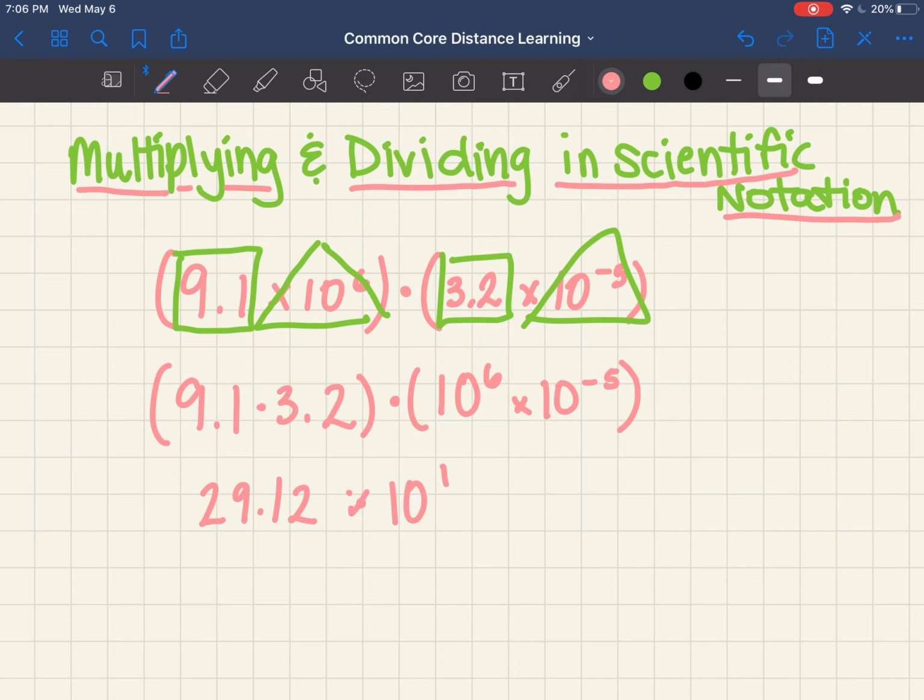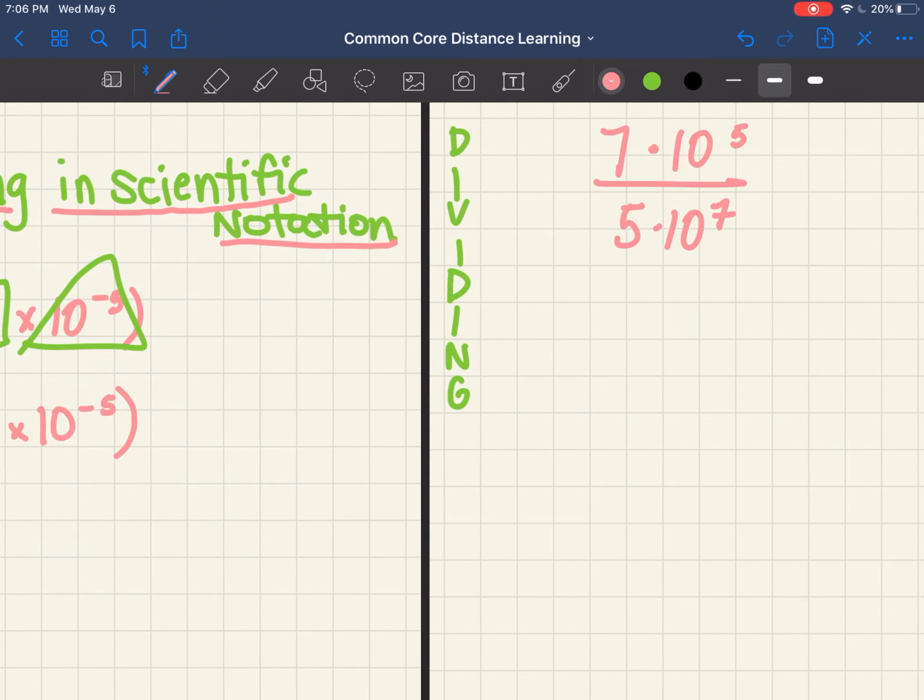29.12 times 10 to the 1st power is not in scientific notation because 29.12 is not between 1 and 10. So I know that I have to move my decimal place over one spot to give me 2.912. And because I'm moving over one spot, I need to add 1 onto my exponent. So I would have 2.912 times 10 to the 2nd power. This was an example of multiplying in scientific notation.